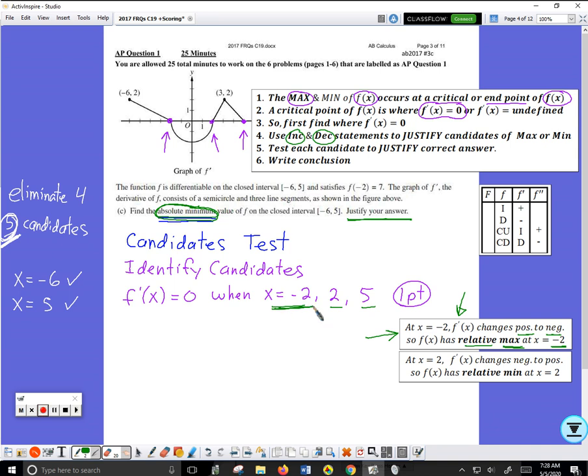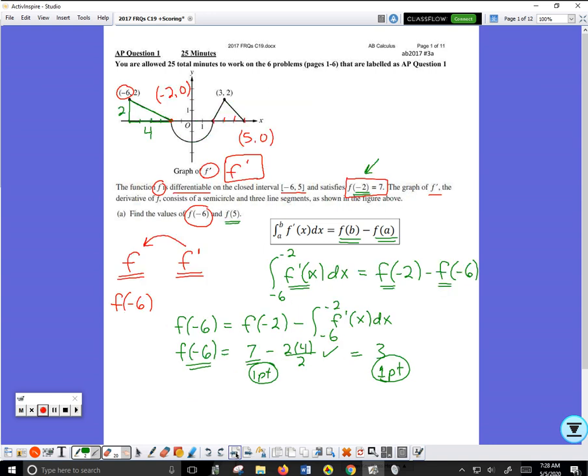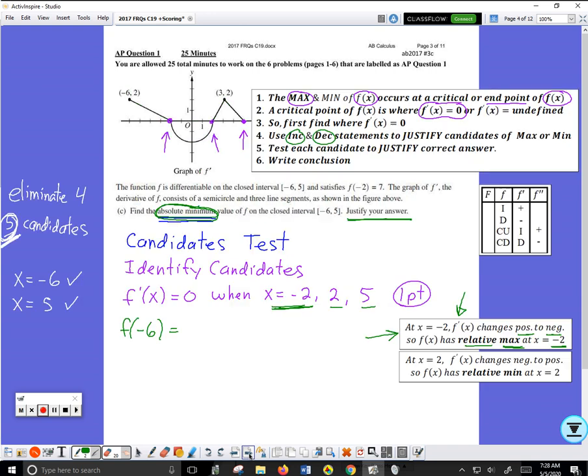So I've tested, let's write these down. I know the value of f of negative 6. Found that earlier. That was in part A. That turned out to be f of negative 6 turned out to be 3. So let's write that down. Oops, positive 3.